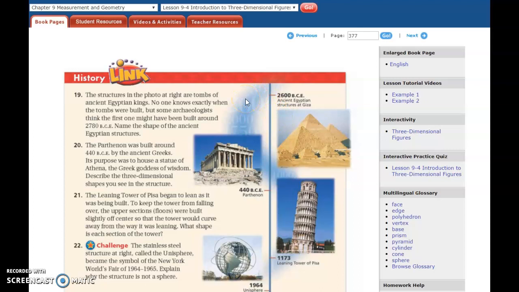Overall, you guys did really well. Just make sure you're naming things correctly, because as you'll see in the next lesson, it's going to make a difference with formulas. You have to know what shape you're looking at in order to use the correct formulas for the next 2 lessons. Okay? All right.